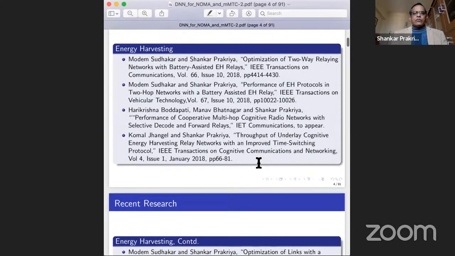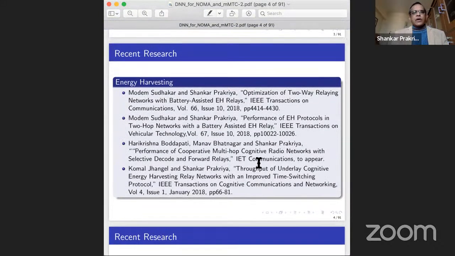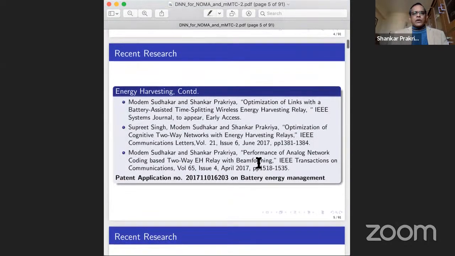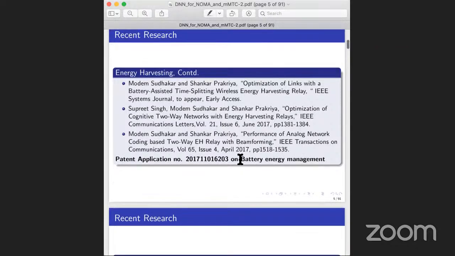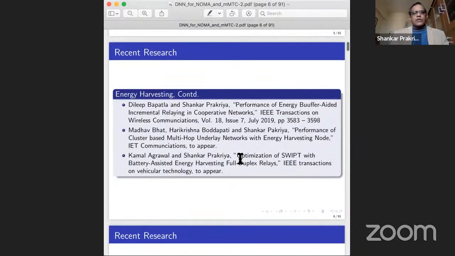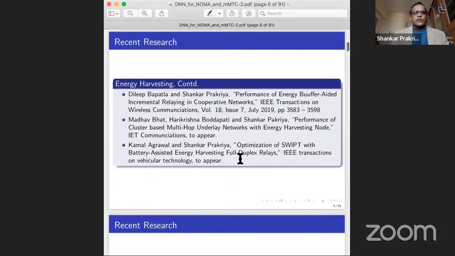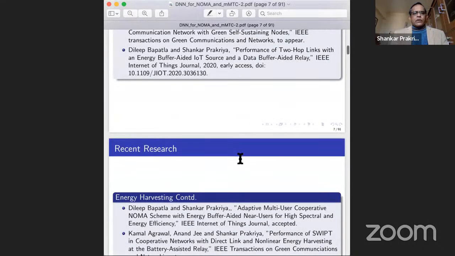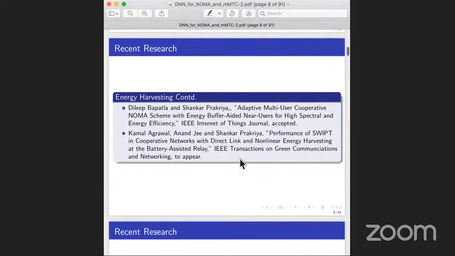This is my recent work, as you can see, related to energy harvesting. Also, some more recent work related to energy harvesting. I am short of time, but I also worked a little bit on energy harvesting with buffers. Some of these have appeared here. Then some more.